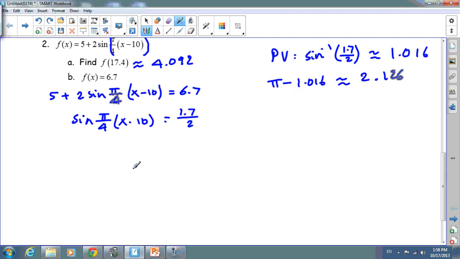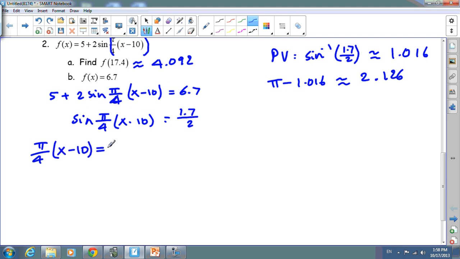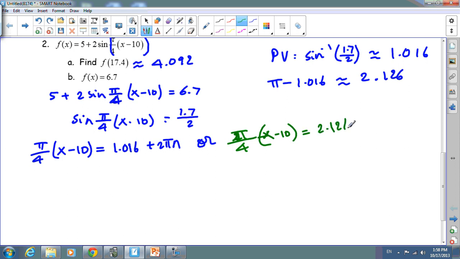Now I can write my general solution. Of course, I'm not done with this. The first one would be pi over 4 times x minus 10 is equal to 1.016 plus 2 pi n, and of course 2 pi n because it's a sine function. Or the second one would be the 2.126. I will write it in green. It's pi over 4, inside parentheses you have x minus 10, and you have it equal to 2.126 plus 2 pi n.